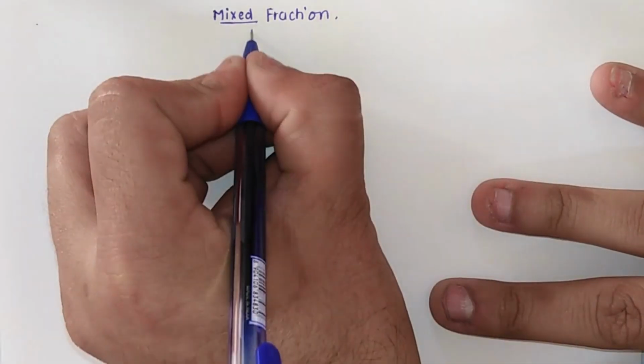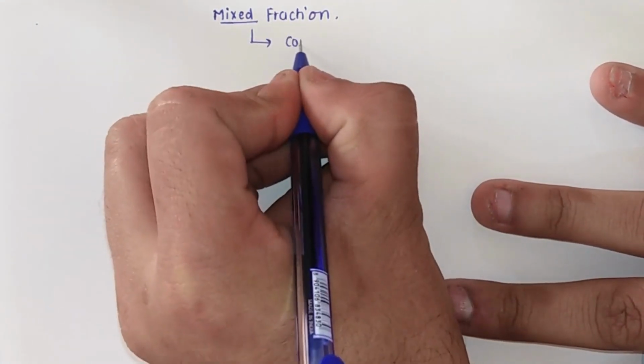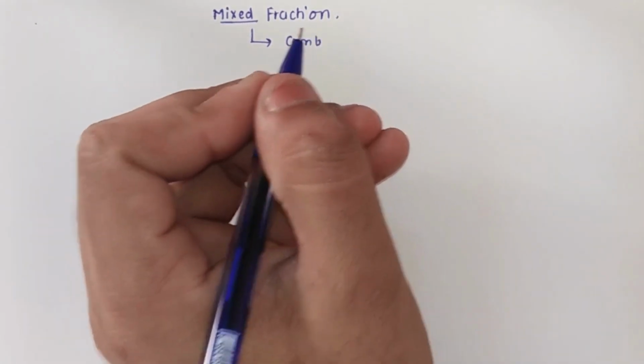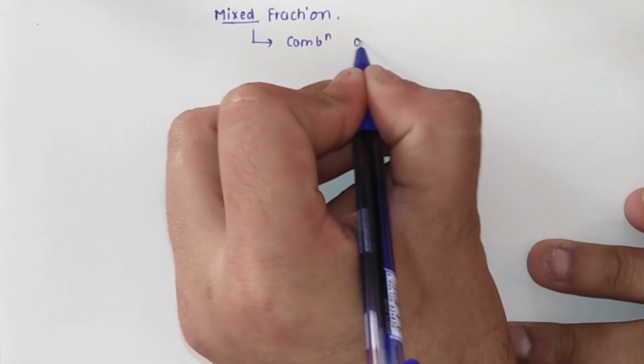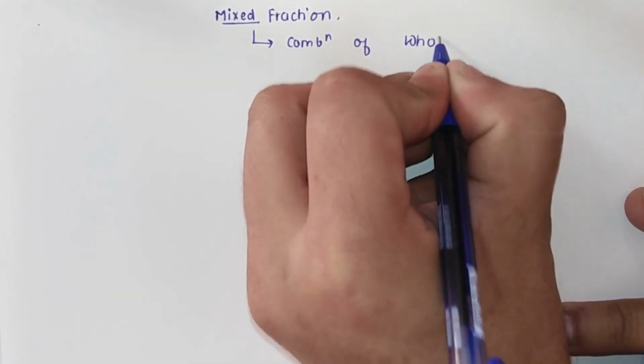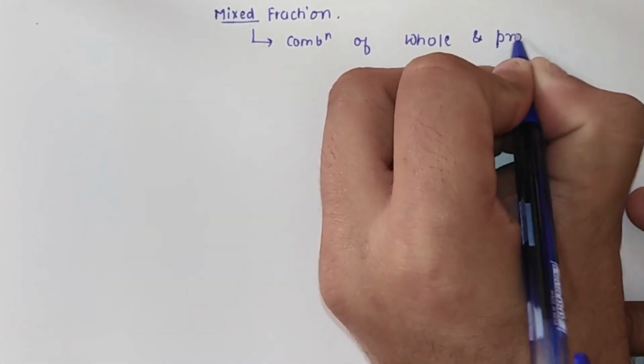Let's talk about mixed fractions. A mixed fraction is nothing but a combination of a whole and a proper fraction. So a mixed fraction is a combination of a whole and a proper fraction.